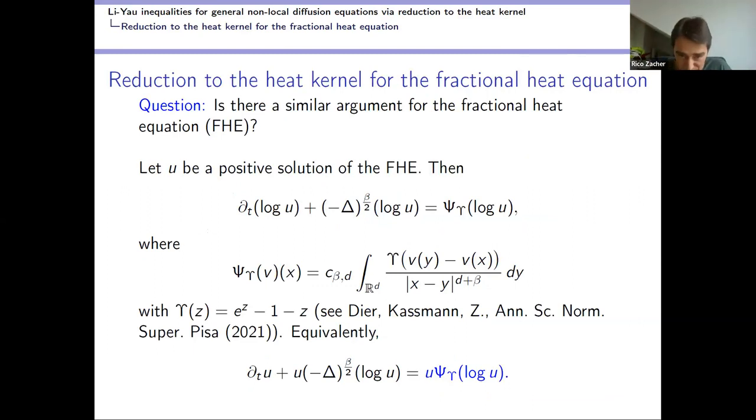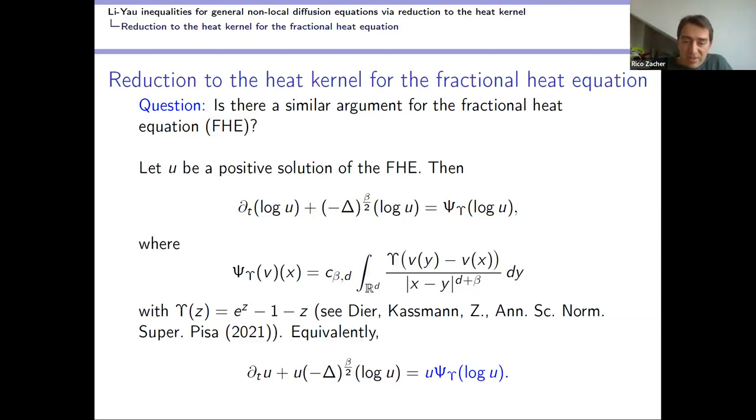Now, again, there are several problems. So the first one is, what is the equation for the logarithm of u, right? So suppose u is a positive solution of the fractional heat equation. Then we can write down an equation for the log of u. And this takes this form here. So here we have the parabolic operator on the left-hand side. And on the right-hand side, instead of the gradient term, we have this operator Ψ_Υ, with this function Υ, the palm tree, which is the exponential of z minus 1 minus z. So this operator here is given via this integral, where we look at this Υ of this difference, and then again integrate it against the kernel associated with the fractional Laplace operator.